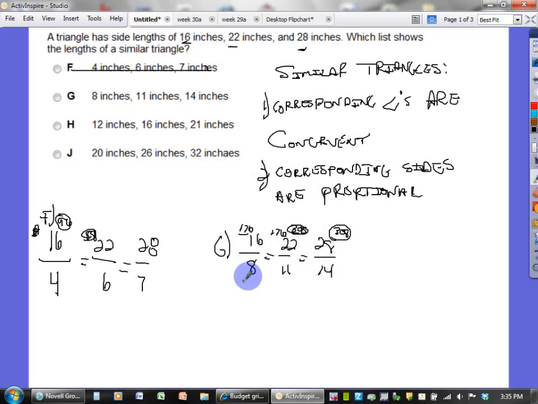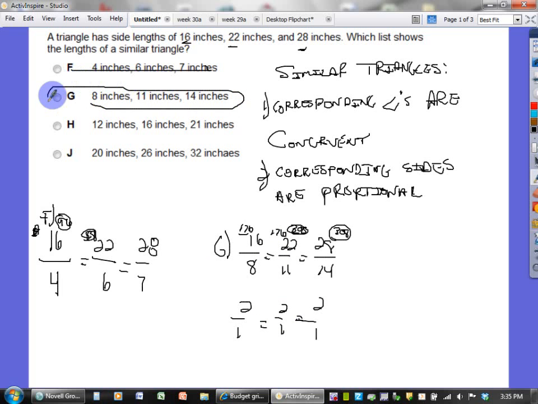Now look what happens if we just simplify this. If we simplify 16 over 8, that's a 2 to 1 ratio, which equals 22 over 11, which is a 2 to 1 ratio, and 28 over 14 is a 2 to 1 ratio. So we see that since all of this is proportional, letter G would be my correct answer.